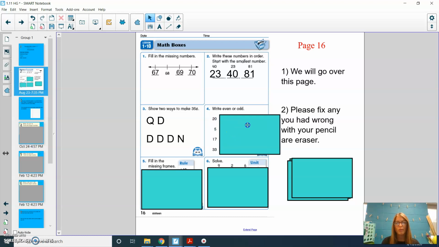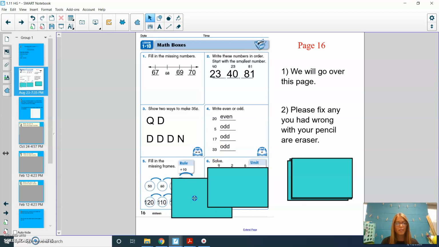For question number 4, write even or odd. So 20 is an even number, 5 is an odd, 17 is an odd number, and 33 is also an odd number. When I'm deciding if it's even or odd, I'm just looking at the ones place. So since I know that the 0 is an even, since I know 5 is odd, for 17 I'm just looking at the 7, and for the 33 I'm just looking at the 3 when I'm deciding if it's even or odd.